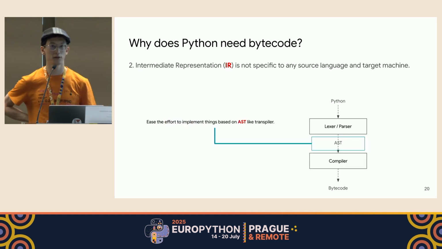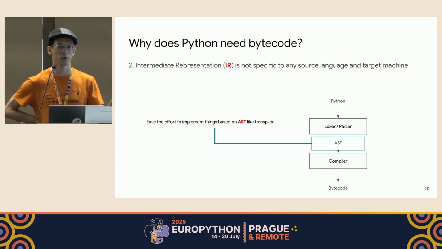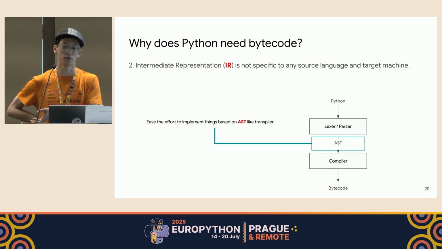The second benefit is IR flexibility. This can be less obvious. For example, imagine you have JavaScript code, and you convert this JavaScript code into an AST in Python. Technically, you can run this JavaScript code in Python's VM because that AST can later be converted to bytecode. That's probably something called a transpiler.